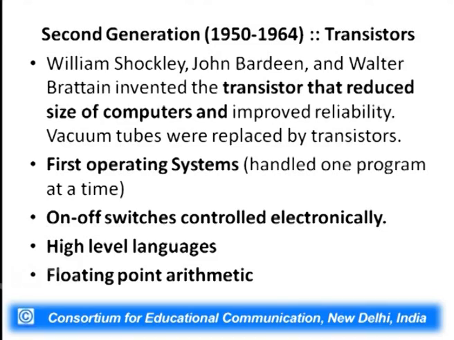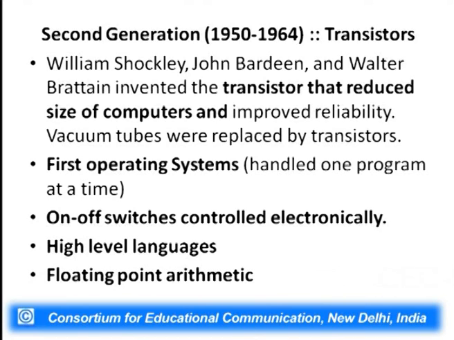After this came the second generation, from the 1950s to 1964. This period is marked by the revolutionary introduction of the transistor. William Shockley and John Bardeen, with their associate Walter Brattain, invented the transistor, which reduced the size of the computer considerably and improved its reliability. The small transistors completely replaced the vacuum tubes, which made the computer more handy, though it was still much larger than the modern day computers that we use. But vacuum tubes were completely replaced by the transistor, so the sizes became very small.